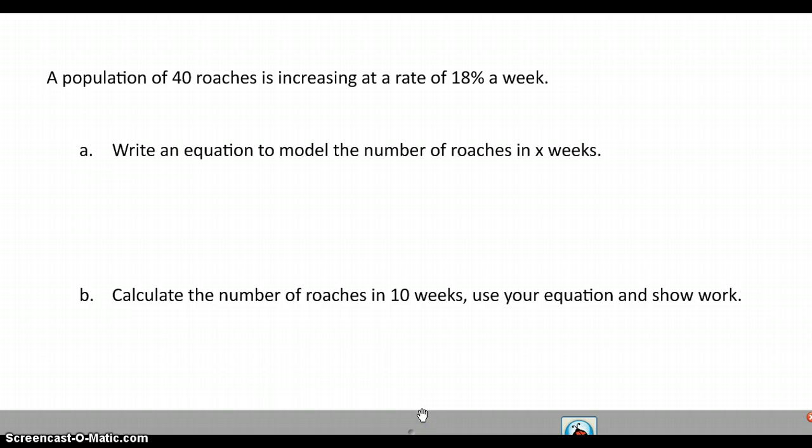It says a population of 40 roaches is increasing at a rate of 18% a week. For part A, it wants us to write an exponential model for the number of roaches in x weeks. So we'll say y is equal to, now we're thinking exponential equations here, y is always equal to a times b to the x. We need our starting value here, which is 40. You see that in the problem.